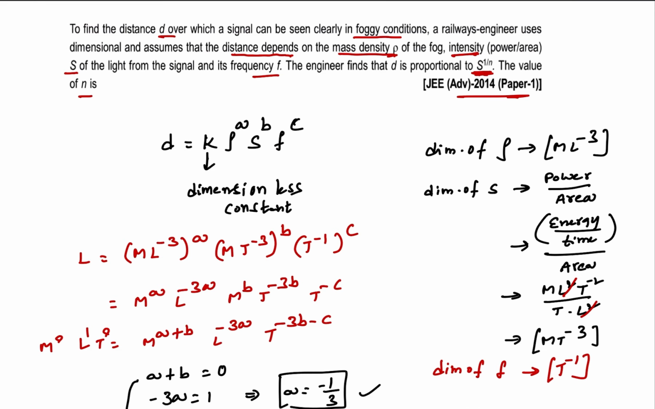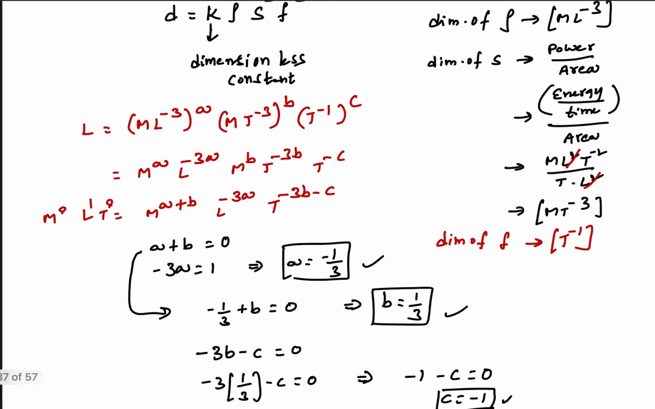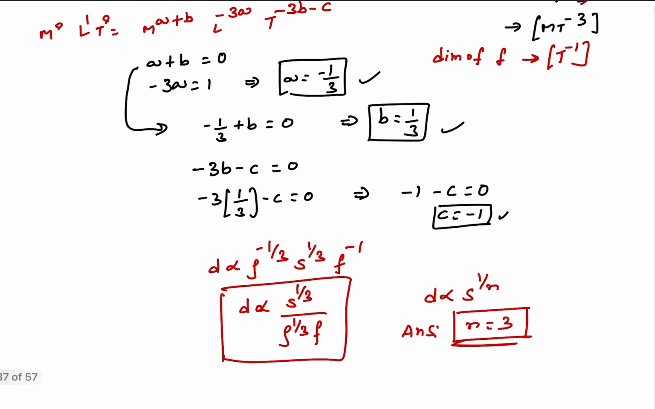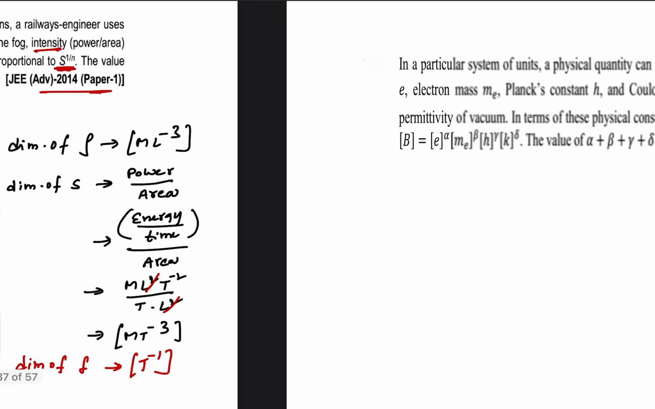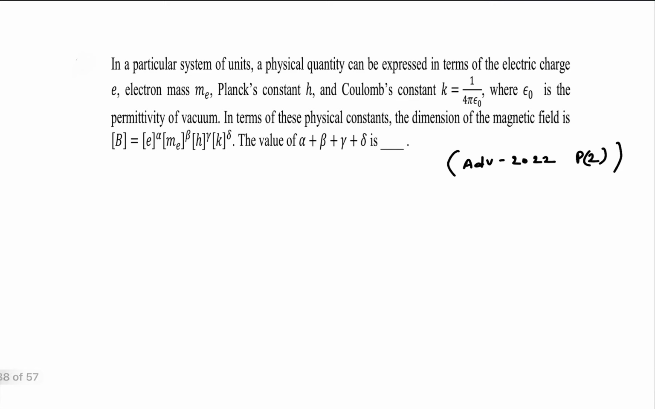This is the answer. You can observe the question: S power 1 by n, they are asking for n. The value of n is what? Distance is proportional to intensity power 1 by 3. I hope it is clear for you.